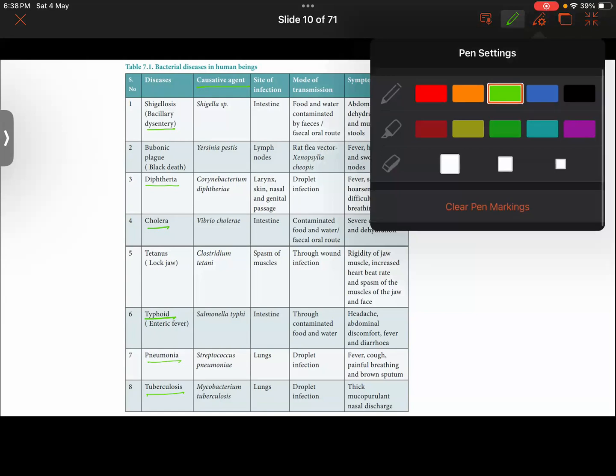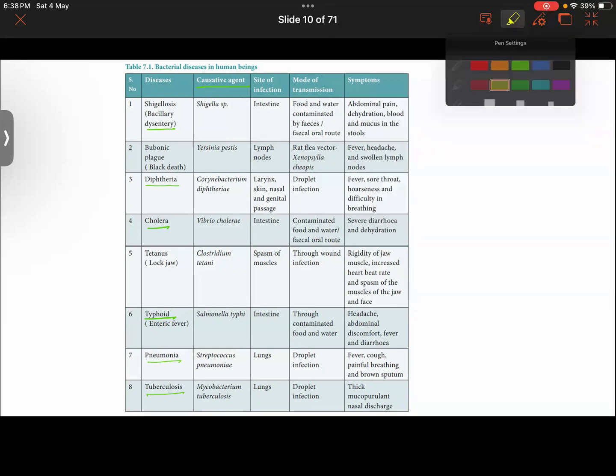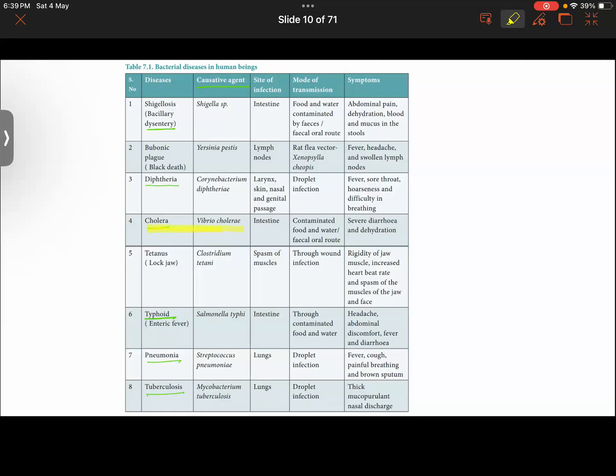The ones which I will be highlighting, make sure that you try to at least memorize them. For cholera, it is very important. Typhoid is caused by Salmonella typhi. Pneumonia is caused by Streptococcus pneumoniae. And tuberculosis is caused by Mycobacterium tuberculosis. Hope you guys would remember these. Okay, now.